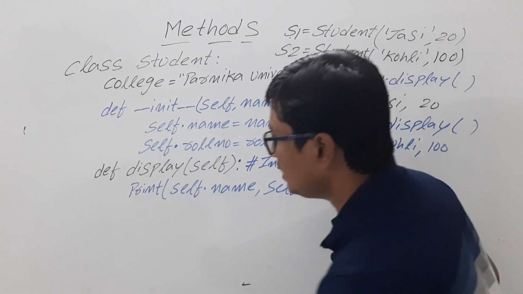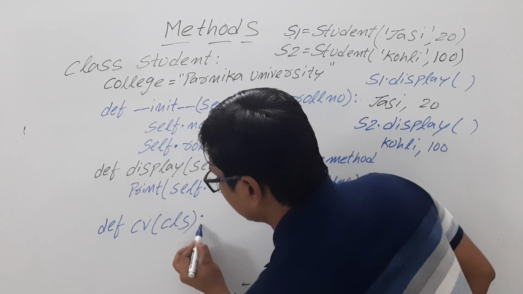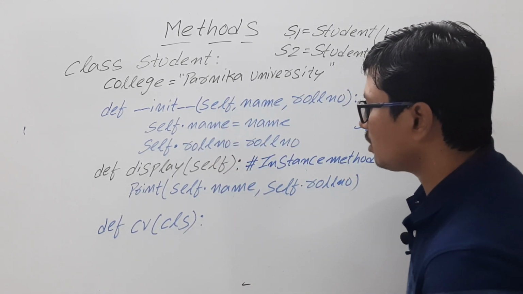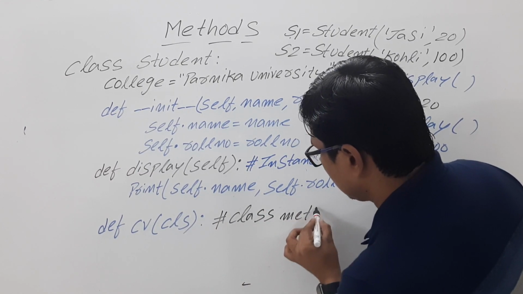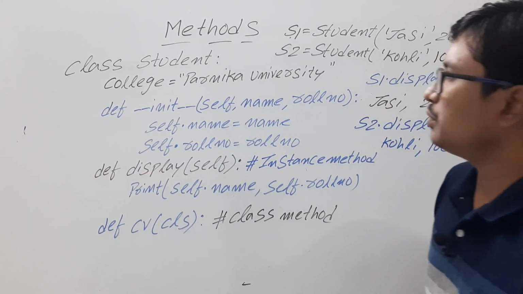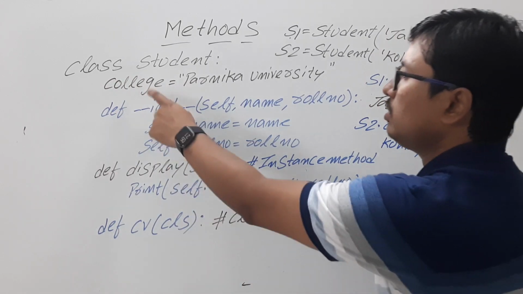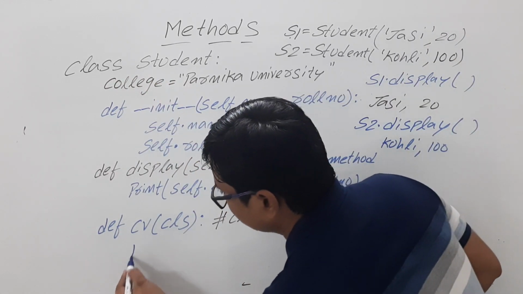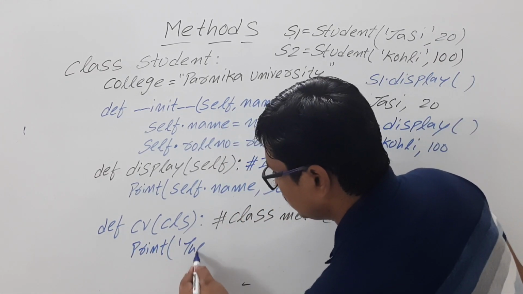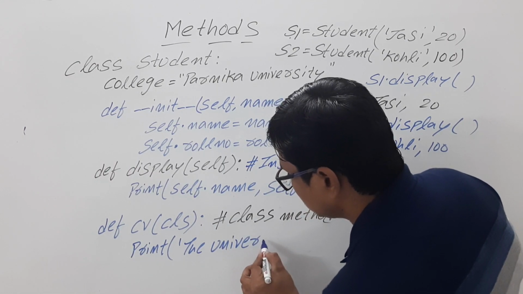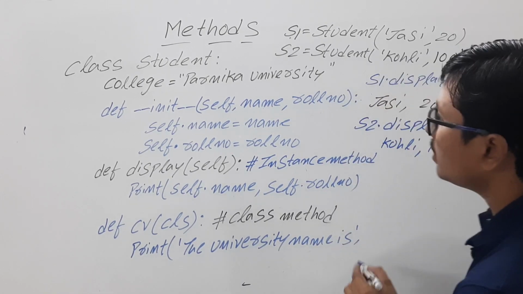Now let me define a method called CV and I will pass a parameter called CLS. So this one I will call it as a class method. This is a class method. So what I will do is that using this class method called CV, I will access a class variable called college. So here I will write a statement called print, okay, the university name is college.